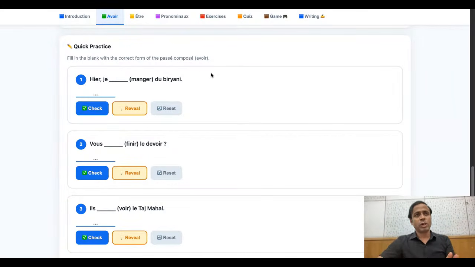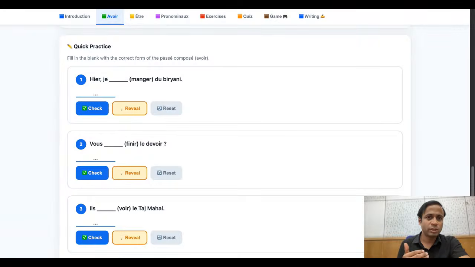For your information, when you are making passé composé using avoir, you don't have to see the gender or the number. According to the subject, whether it is masculine or feminine, there will be no change in the past participle. Remember that. Whether it is masculine or feminine, singular or plural, you don't have to make any changes. But when you are making passé composé with être, then you have to see the gender of the subject.